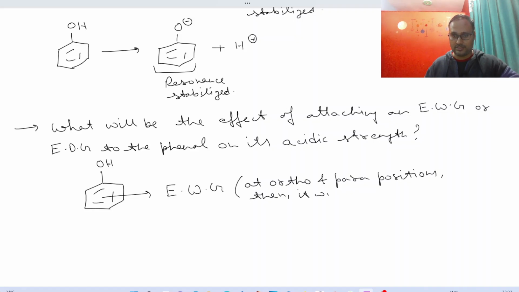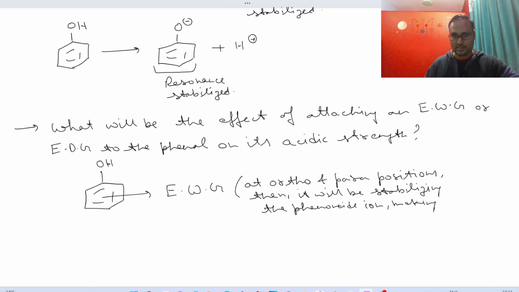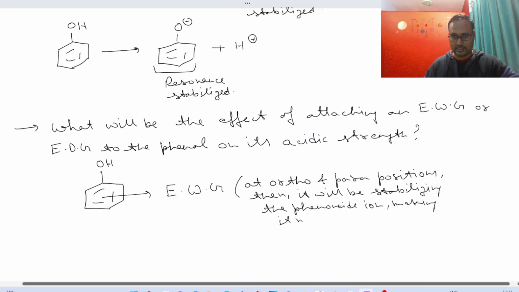Then it will be stabilizing the phenoxide ion, making it more acidic.